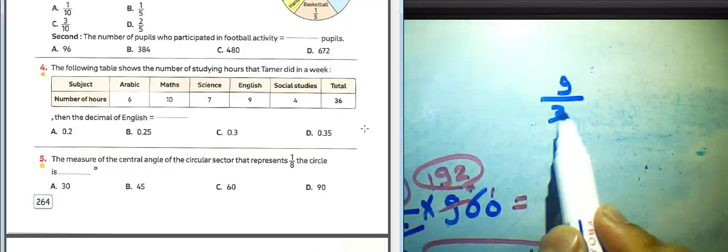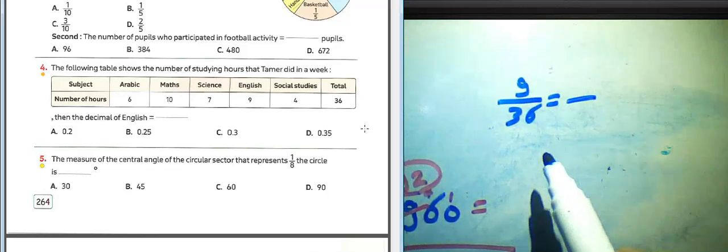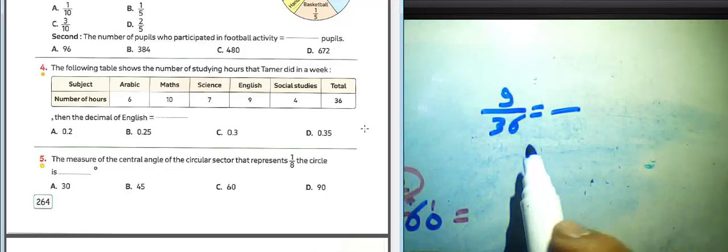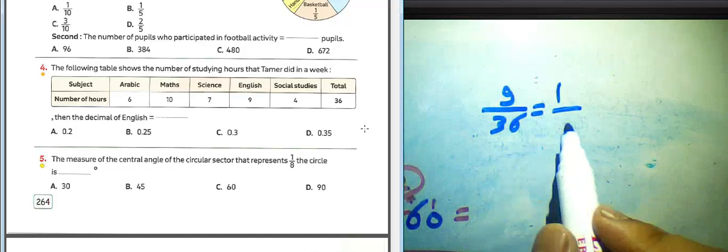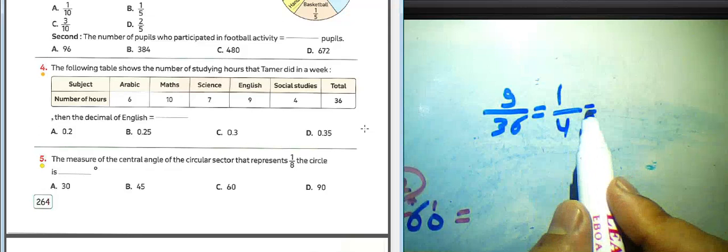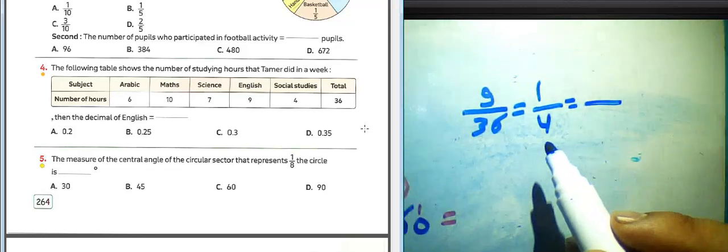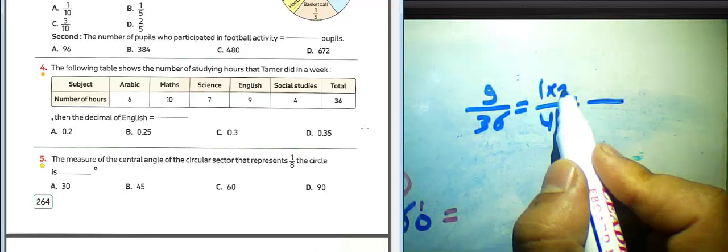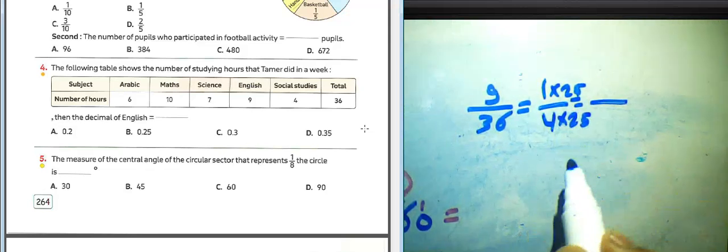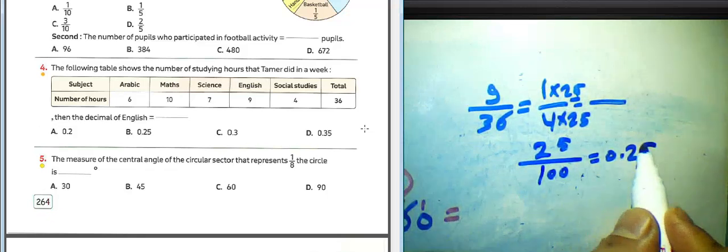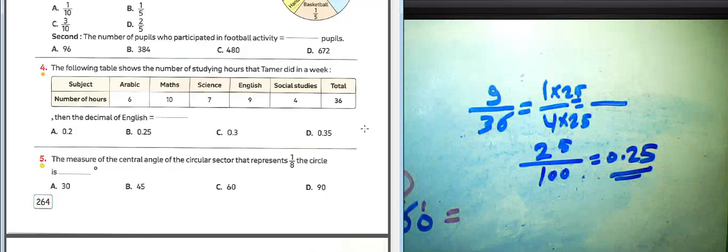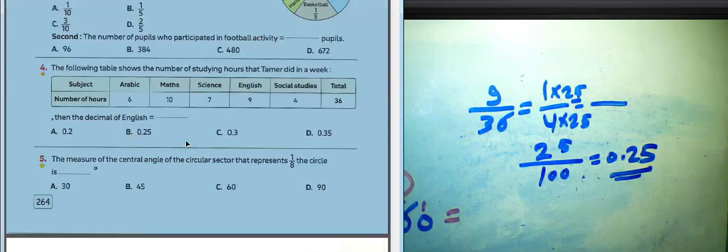9 divided 36, we can simplify it by dividing by 9 numerator and denominator. 9 divided by 9 equal 1, and 36 divided by 9 equal 4. He asked about decimal number. To convert it from fraction to decimal number, you must multiply by 25 numerator and denominator. Multiply by 25 here. The result will be 25 over 100. It will be 25 hundredths. So we must choose letter B here.